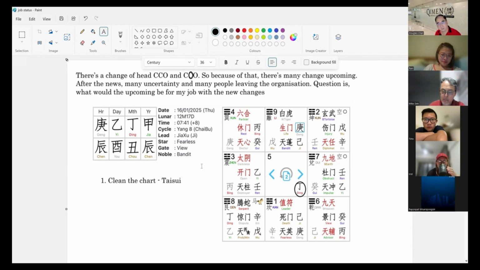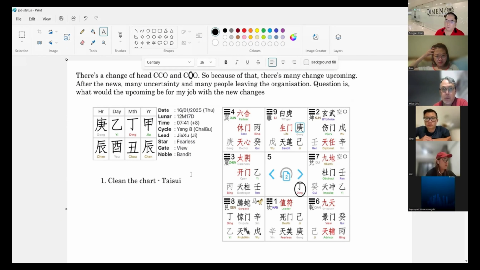Do not be lazy, because I see some students, they thought they're very smart. They said, oh, I'll come back to the Tai Sui later. Sometimes because they are quite arrogant, they forgot about the Tai Sui, and because of that, their whole analysis is totally wrong. So first thing first, step one is always clean the chart. That means you have to see where the Tai Sui is.